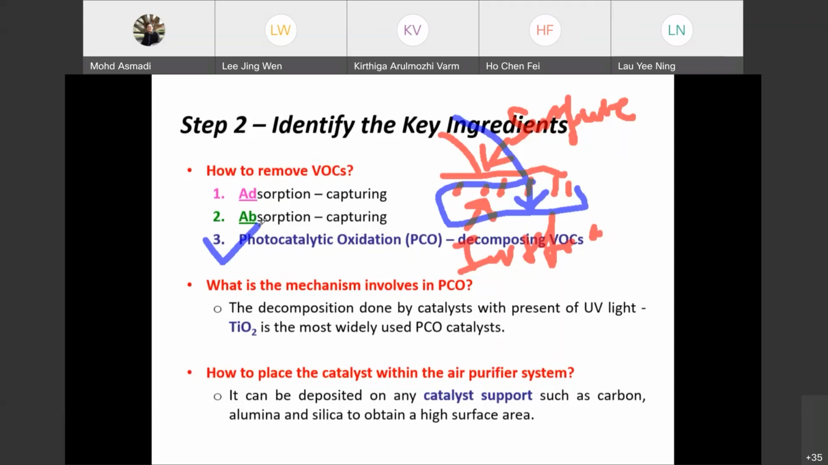Among the various PCO catalysts, the catalyst is the main ingredient.